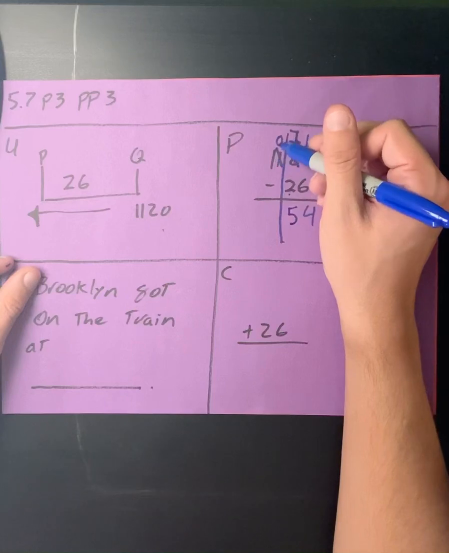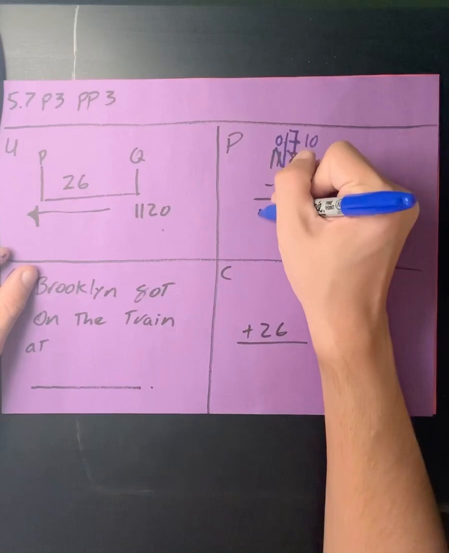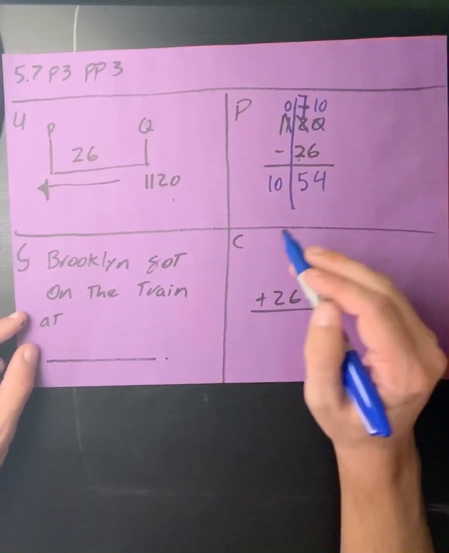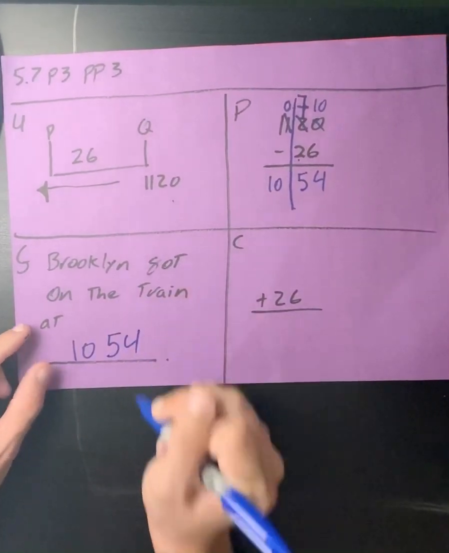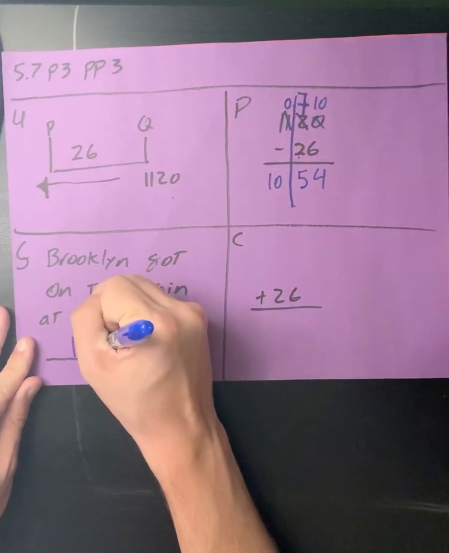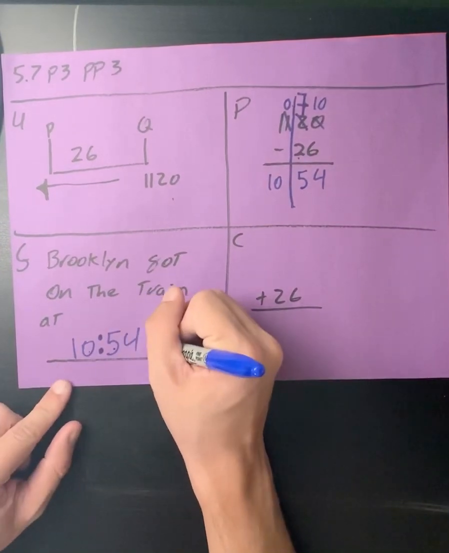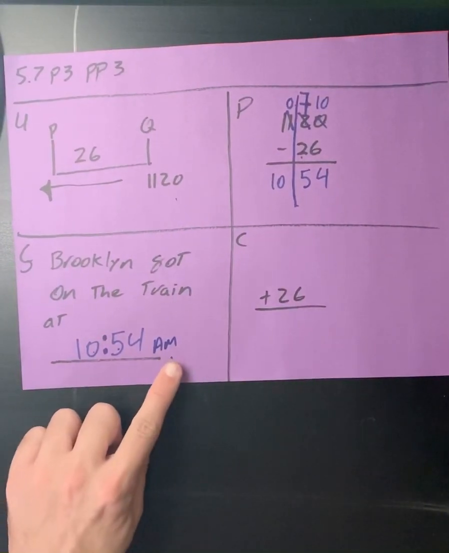Now, in my hours, I have 10 hours minus 0, which would leave me with 10. So 1054. So Brooklyn got on the train at 10:54. This is in 24-hour time. To convert this into our 12-hour time, I put my colon here between my tens and my hundreds, separating my hours from my minutes. And because it's not greater than 12, it would be 10:54 a.m.